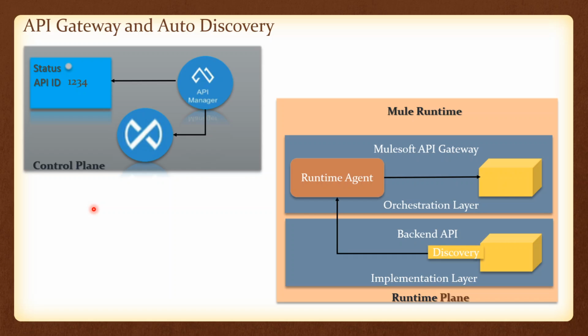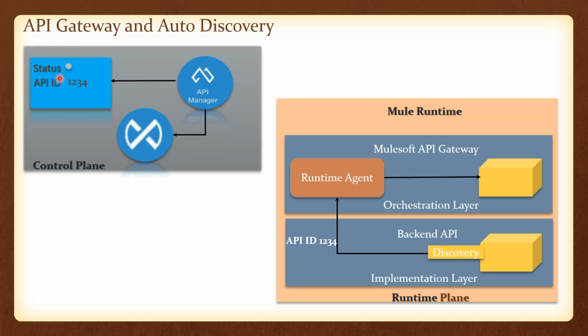So the application has an element of auto discovery configured in it, and the auto discovery component has the API ID of the API which we want to register it with. So what happens is, while deploying, the auto discovery component communicates with the runtime agent, and it lets the runtime agent know the API ID.